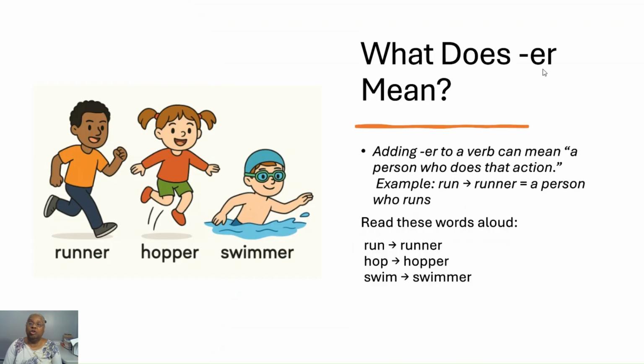Adding ER to a verb can mean a person who does the action. For example, a person who runs is a runner. A person who hops is a hopper. A person who swims is a swimmer.